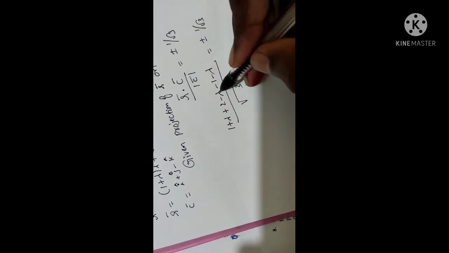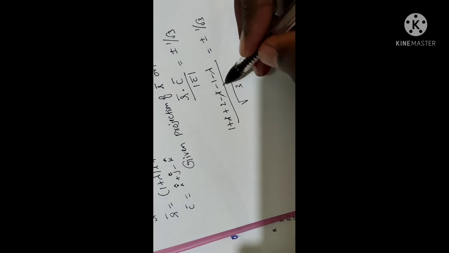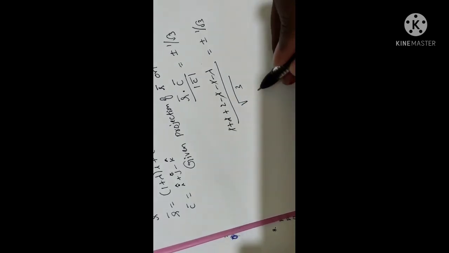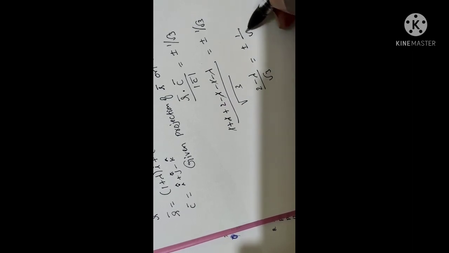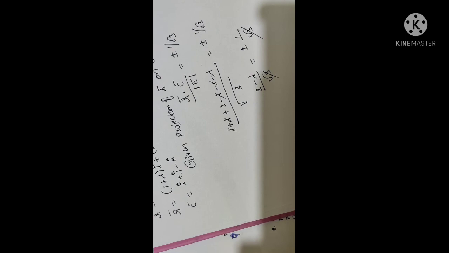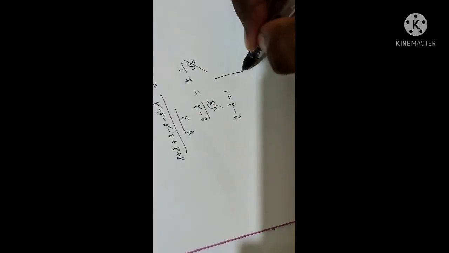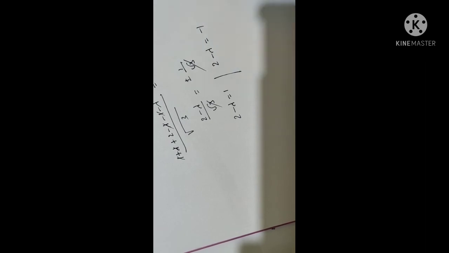Now here lambda cancel. Now here 1 cancel. Then what is remaining? 2 minus lambda by root 3 equals to plus or minus 1 by root 3. Root 3 cancel. First I am taking plus 1. 2 minus lambda equals to plus 1. 2 minus lambda equals to minus 1. From this lambda value is 1. From this lambda value is 3.